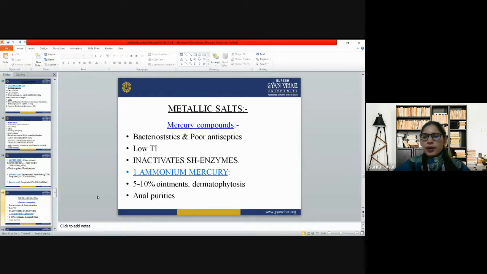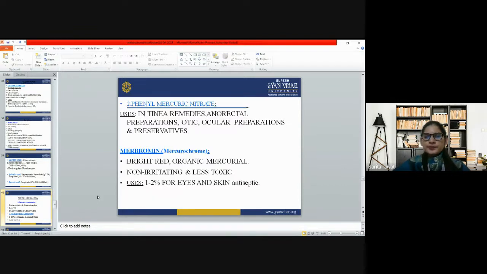Mercury compounds are bacteriostatic and poor antiseptics. They have low TI and are inactivated by enzymes. Then we have ammonium mercury. Ammonium mercury is a 5 to 10% ointment used for dermatophytosis, and it is also used in anal pertussis.